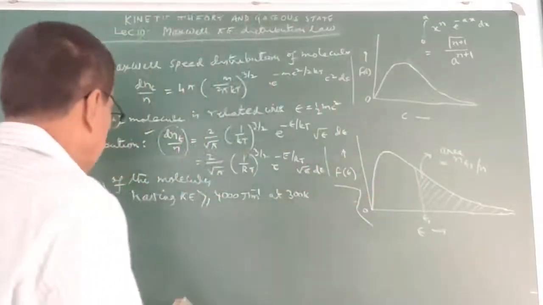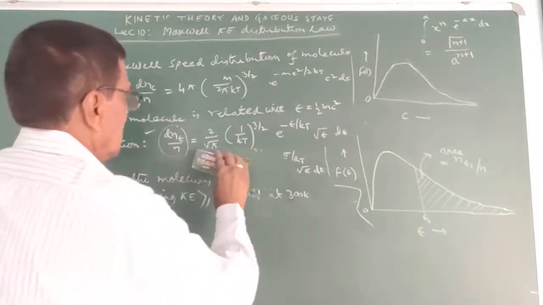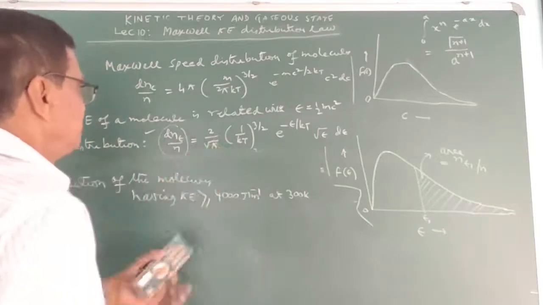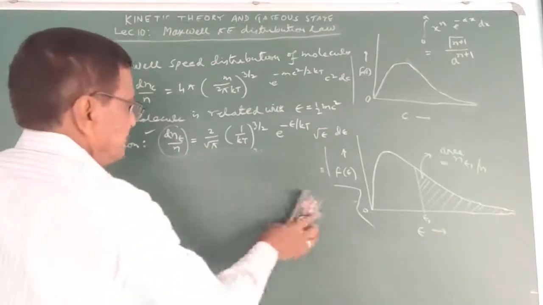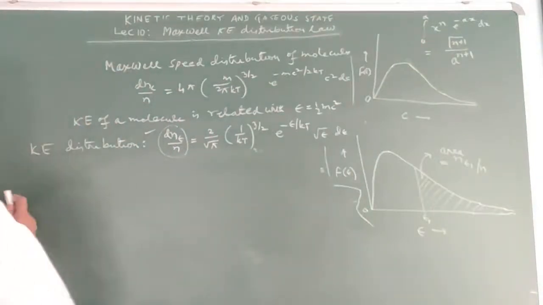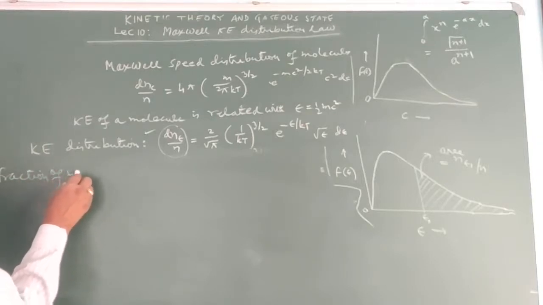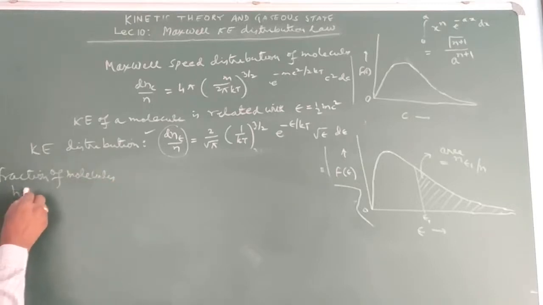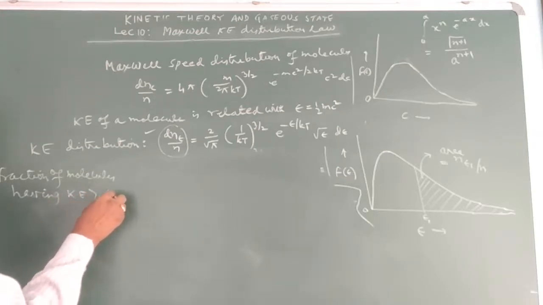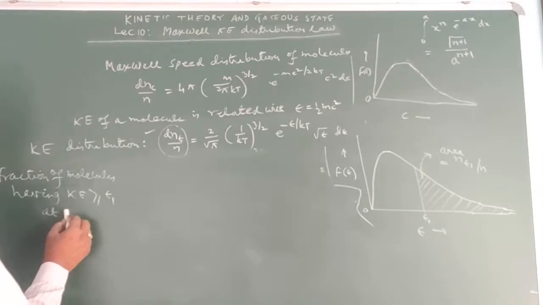But I like to formulate this one from this relation. Say, the fraction of molecules having kinetic energy greater than or equal to epsilon 1, at epsilon equal to epsilon 1.